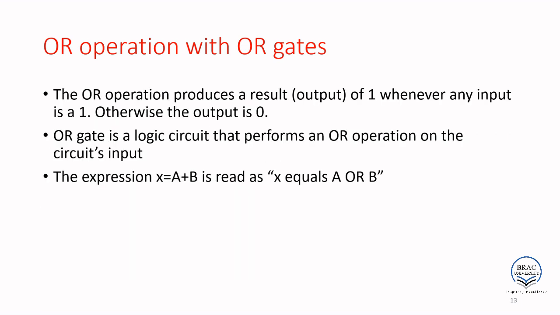OR operation. The OR operation produces a result or output of 1 whenever any input is a 1, otherwise the output is 0. An OR gate is a logic circuit that performs an OR operation on the circuit's inputs. The expression is X equals A OR B. This is not plus actually, this is the OR sign, which reads as X equals A or B.